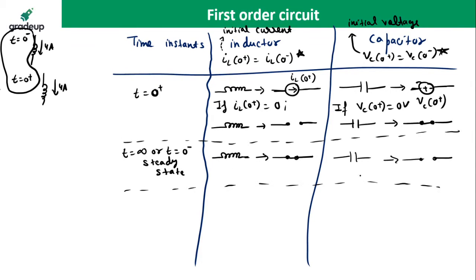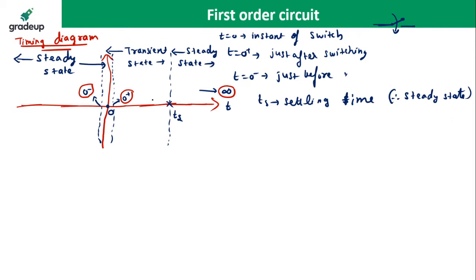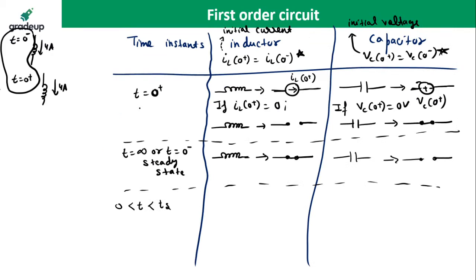Now the final part: if I'm talking about the time between 0 and TS, which time am I talking about? See very carefully, I'm talking about the transient state time. If I'm talking about 0 to TS, beta, in this time I have to use the Laplace transformation. But I will tell you one shortcut trick so that I will not go into the Laplace transform. So what happens in this case?